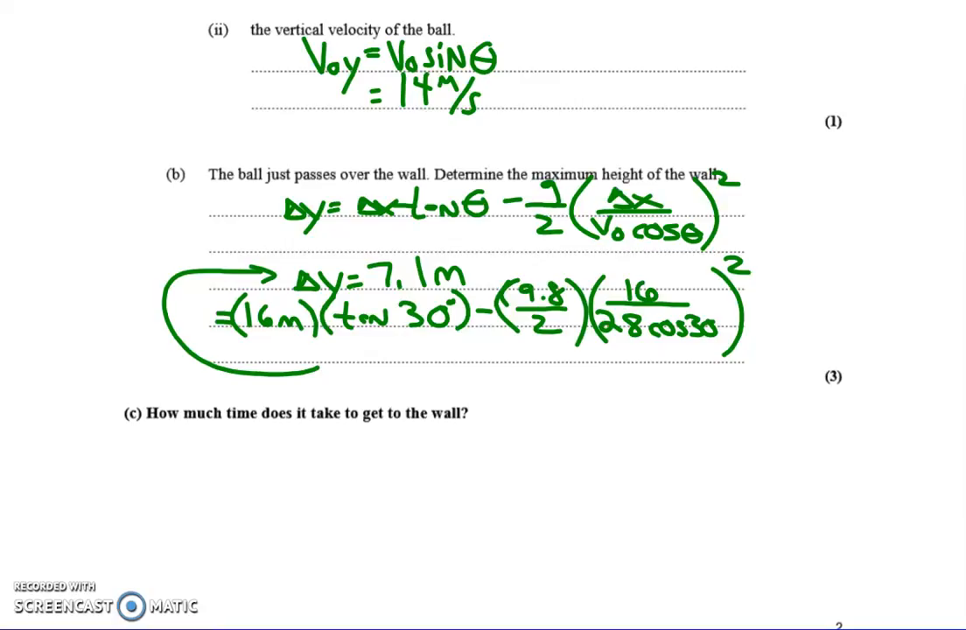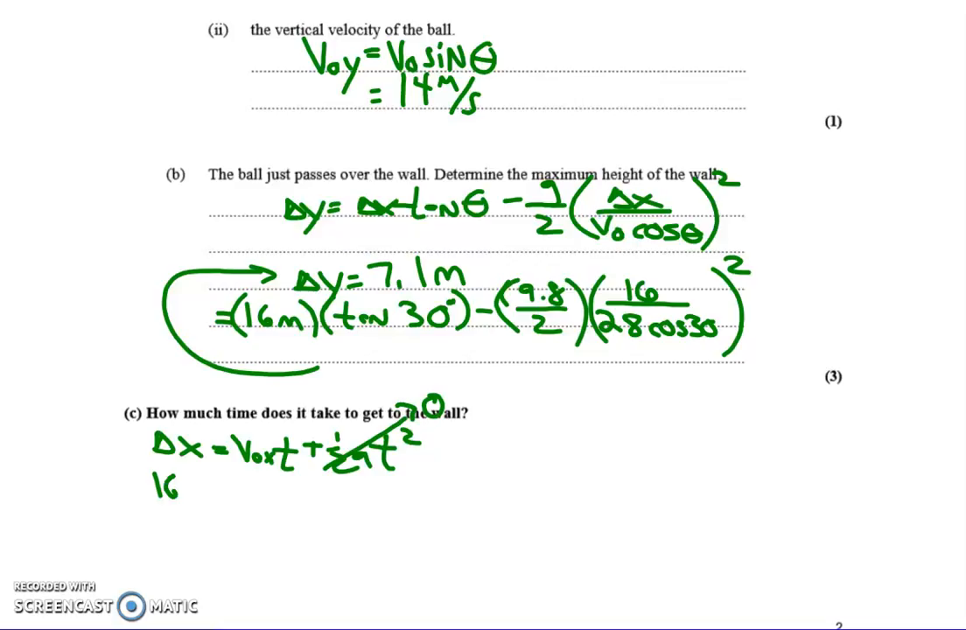Now there's a second way of doing that, and you would actually have to find the time in the air first. So let's figure out how long it takes to get to that wall. So if I look at delta x is equal to v naught x t plus 1/2 a t squared. This is a horizontal equation, and we know for a projectile the horizontal acceleration is 0.